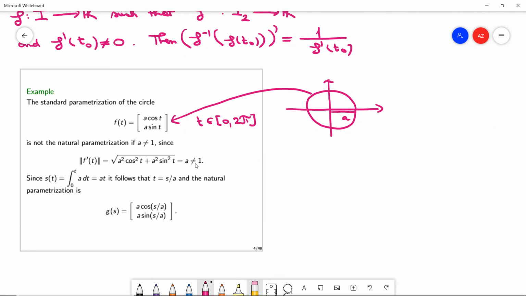But we would like to compute the natural parameterization of the circle. So we just need to determine this arc length s. So s of t is then, we start here at the point for t is 0. We have this point, the point a, 0. And then we finish, let's say, at some other value of t, let's say capital T. And we compute this length. So this arc length is the integral from 0 to capital T of the norm of f derivative of t dt.